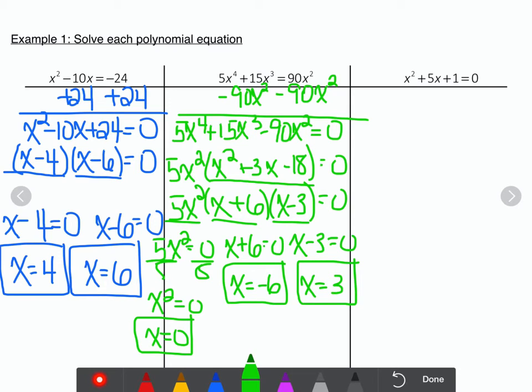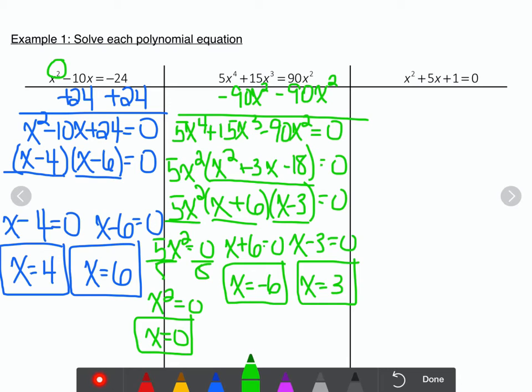Okay, so here I have 3 different solutions for this polynomial. Remember what the degree of a polynomial tells us. It tells us the number of possible solutions. So in the first example, I had a quadratic polynomial, so I had a degree of 2. So that means I could have a maximum of 2 solutions. If you had solved this and gotten 3 solutions, that would have been wrong. You can only have as many as the degree of the polynomial.